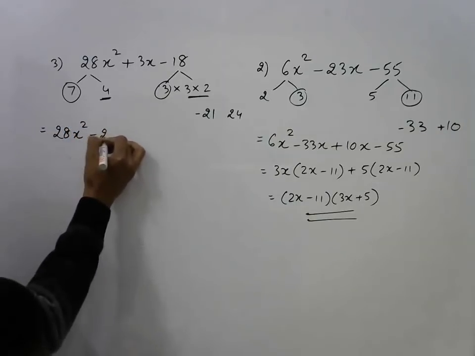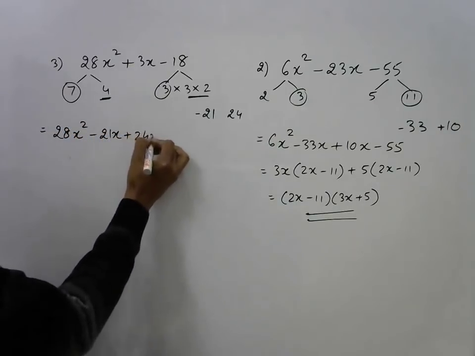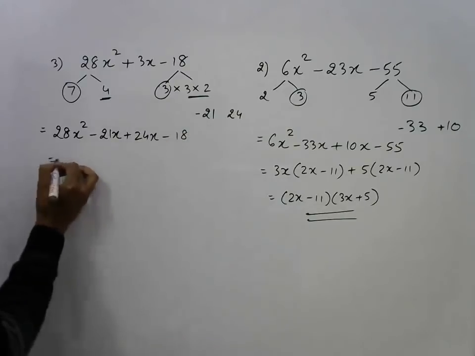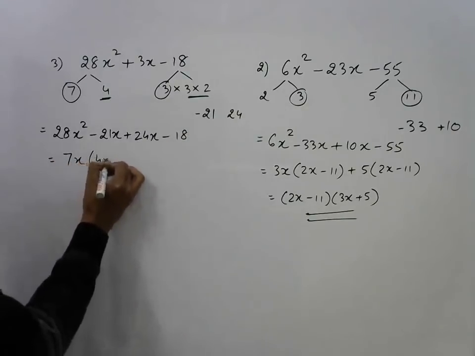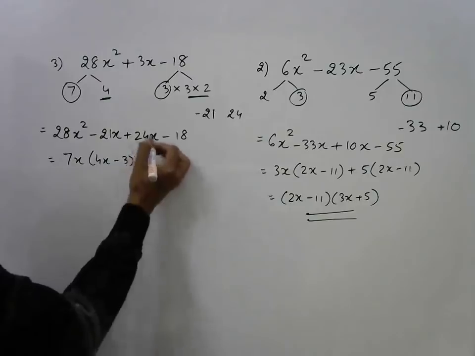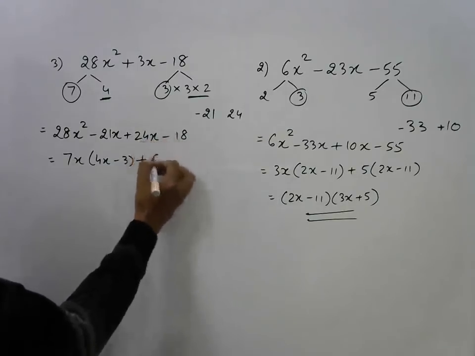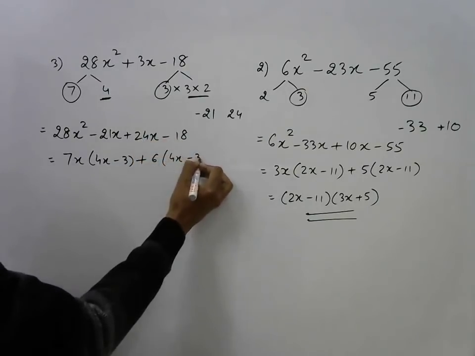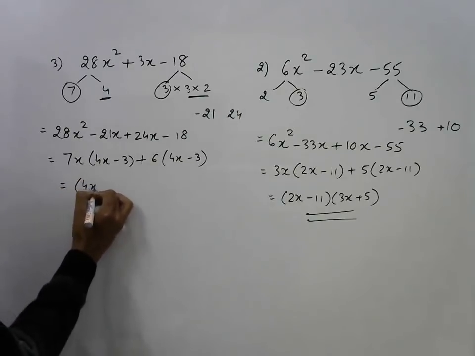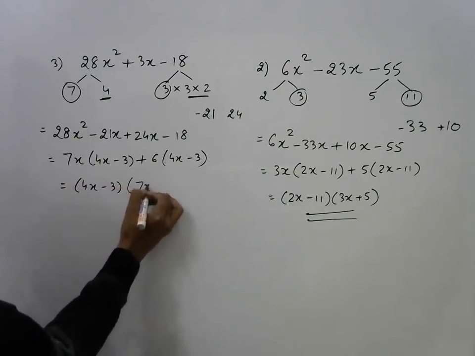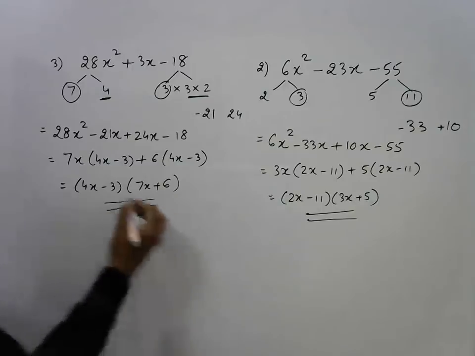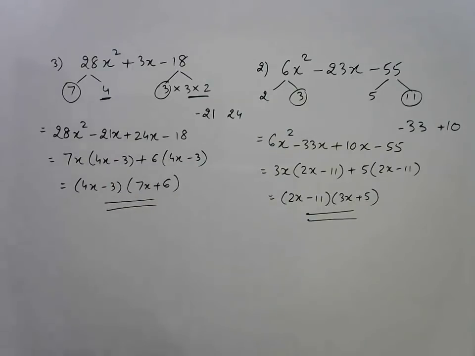28x square minus 21x plus 24x minus 18, and now take 7x common, so 4x minus 3. Here 6 is common, so 4x minus 3. So we have the final answer here, 4x minus 3 and 7x plus 6. So that was the answer I was looking for in this question.